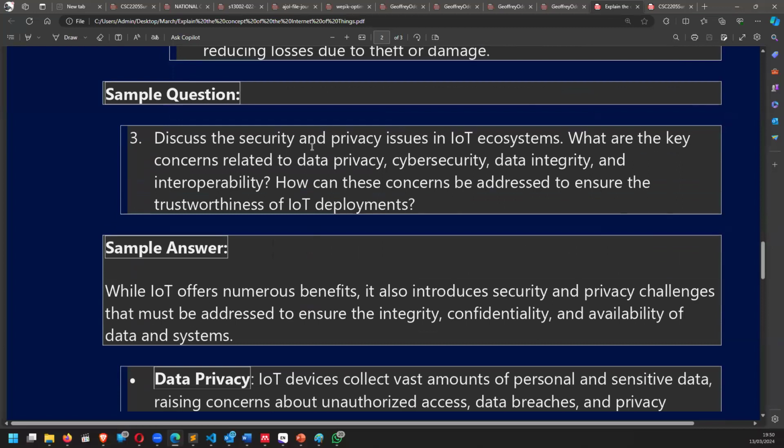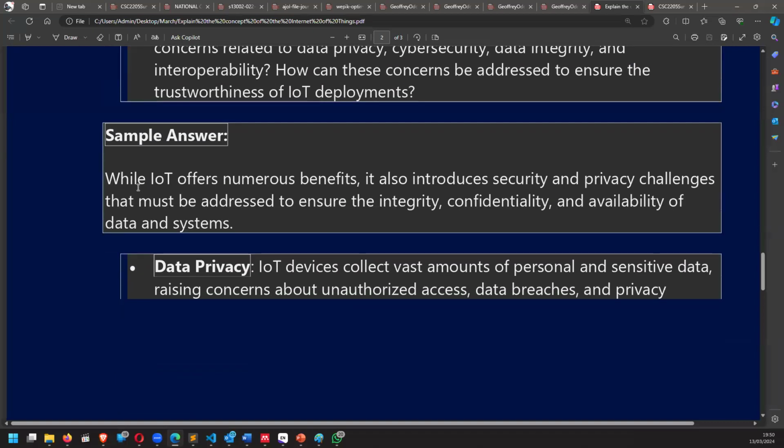Then the next question is discuss security and privacy issues in the IoT ecosystem. What are the concerns related to cyber security, data integrity and interoperability? How can these concerns be addressed to ensure trustworthiness of IoT deployments? Then here you say, while IoT offers numerous benefits, it also introduces security and privacy challenges that must be addressed to ensure integrity, confidentiality, and availability. In fact, this is CIA: confidentiality, integrity, and availability of data and systems.